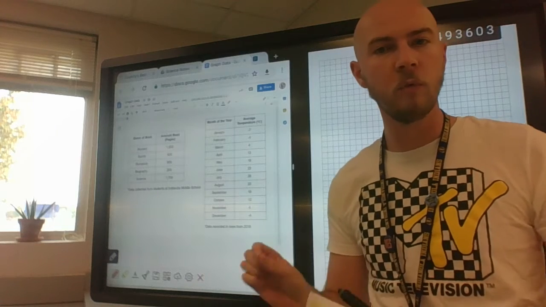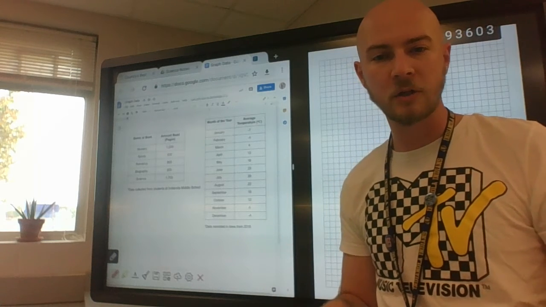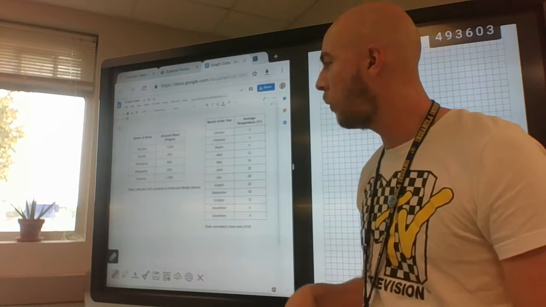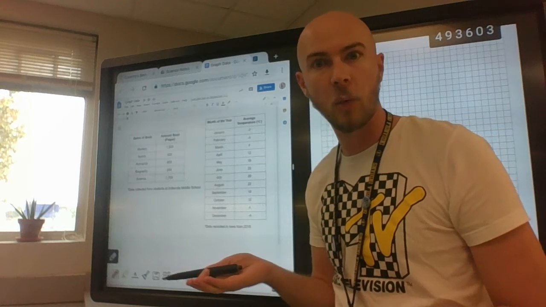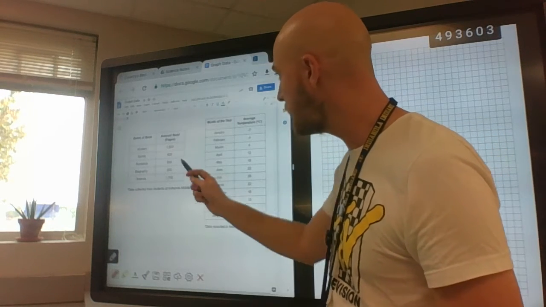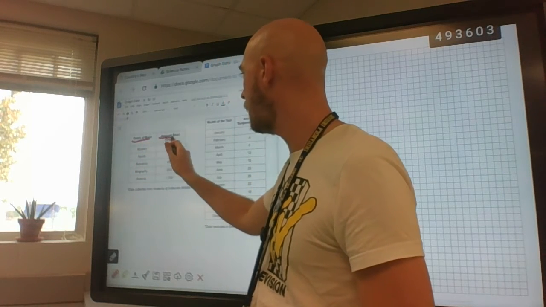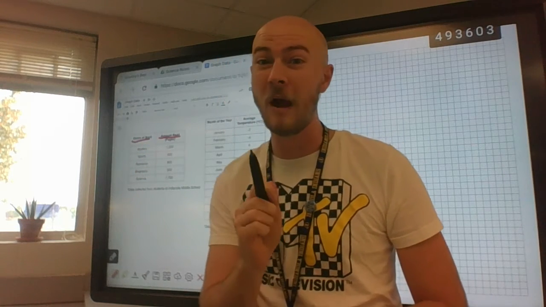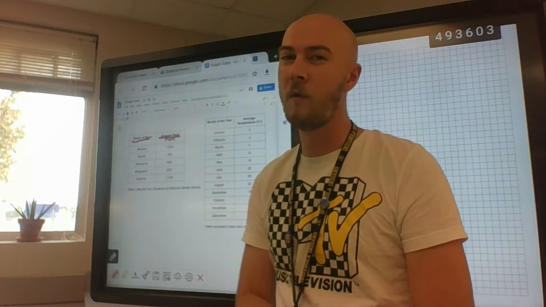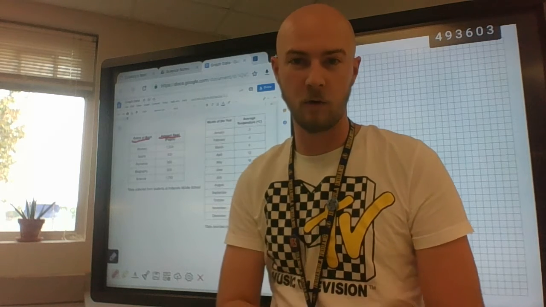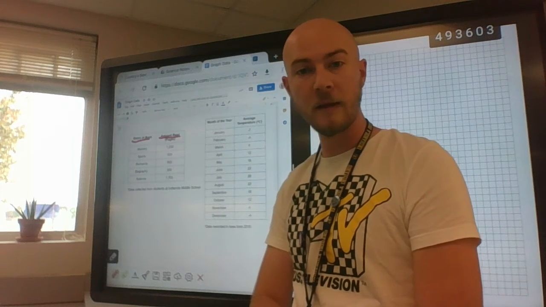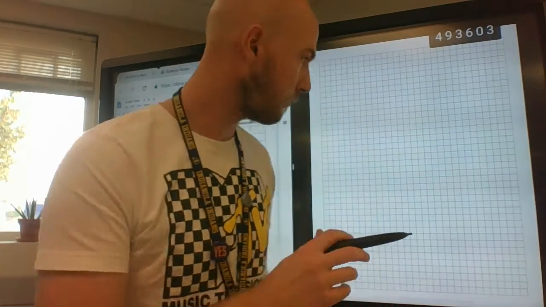To determine which graph we want to make, we need to ask ourselves, what is our data saying? What data do we have here? If we look at our data, we have genres of books and amount of read pages. Notice we have an amount, and that should tell us right away that we're going to be making a bar graph. So our first graph we're going to make today is a bar graph.